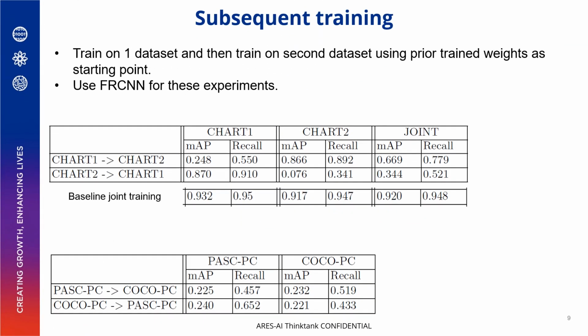In our third set of experiments, which we call subsequent training, we take a model that was trained on CHAT 1 and then train it on CHAT 2 without retraining on CHAT 1 at all, and vice versa. We show that models that were performing really well on CHAT 1, when trained on CHAT 2, see their performance on CHAT 1 drop significantly. We get the same observation when we perform the same experiments on public datasets.